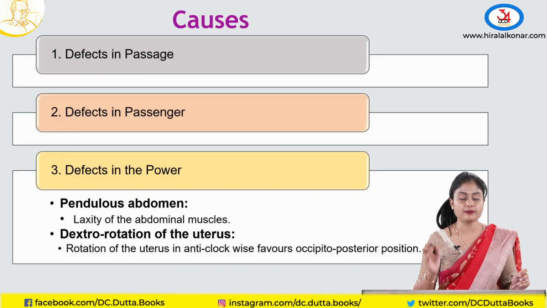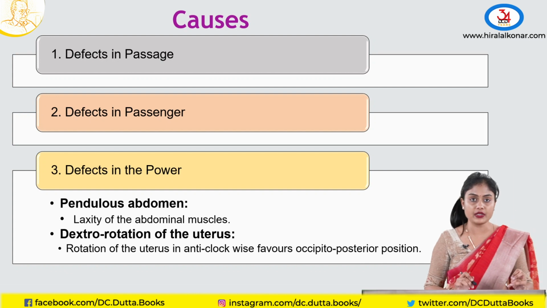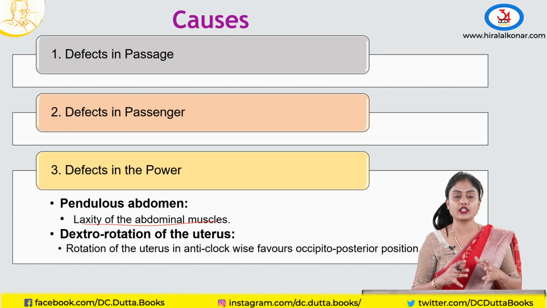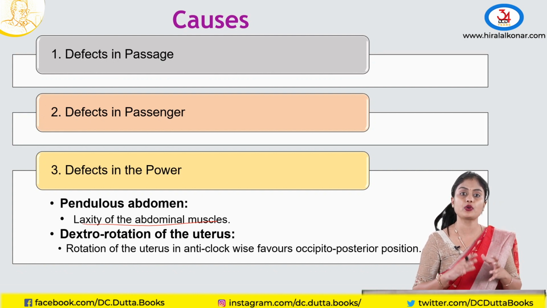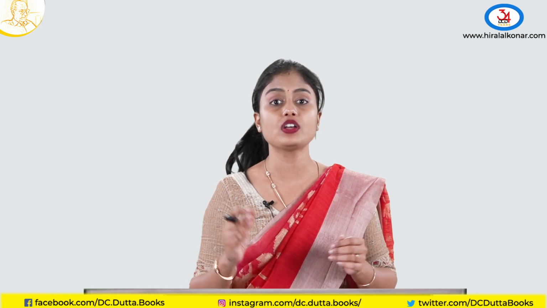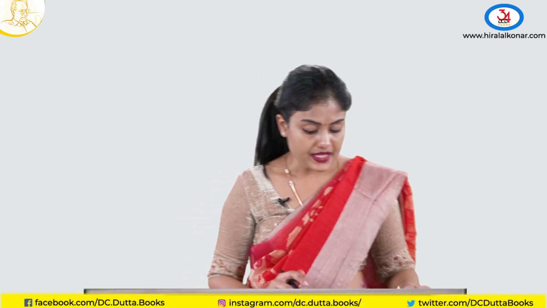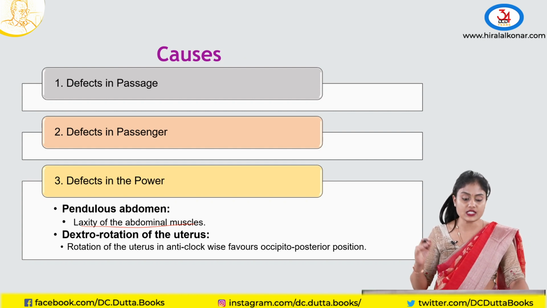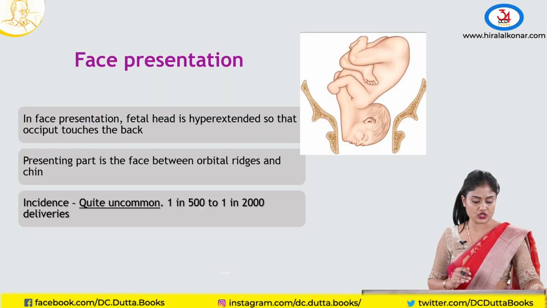Coming to the defects in power, a pendulous abdomen, laxity of the abdominal muscles make the abdomen pendulous and it is more prone to have malpresentations in such patients, for example a grand multipara. Dextrorotation of the uterus, anti-clockwise, favors occipito-posterior position.